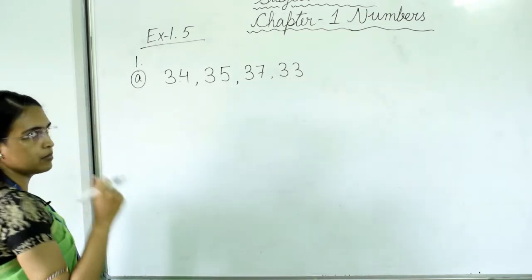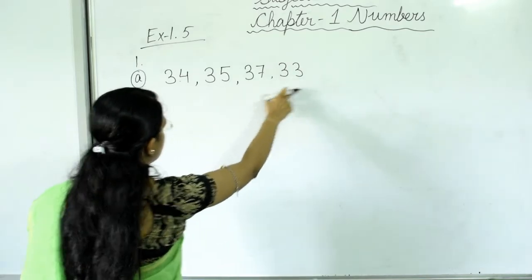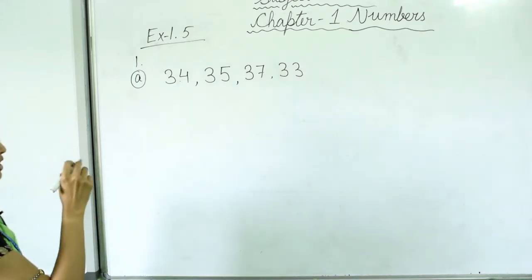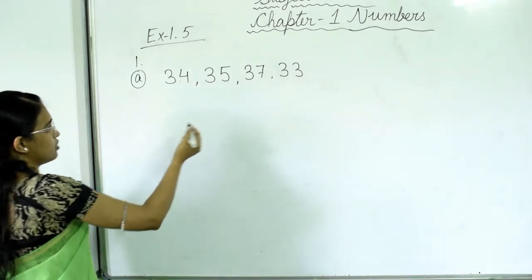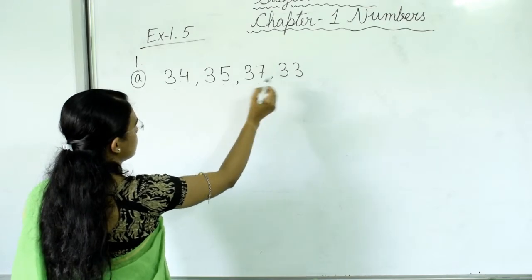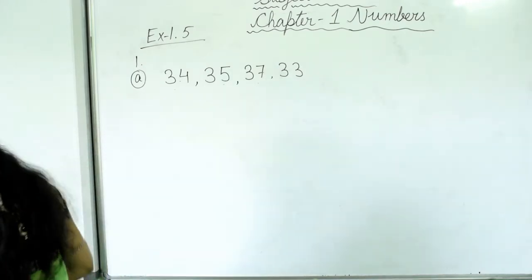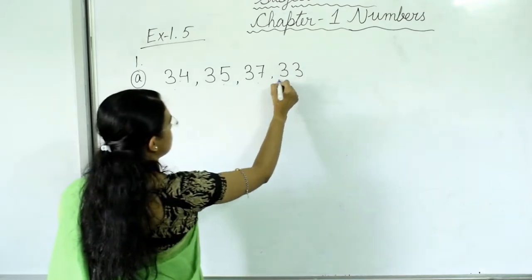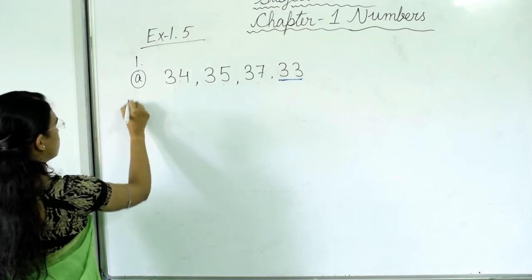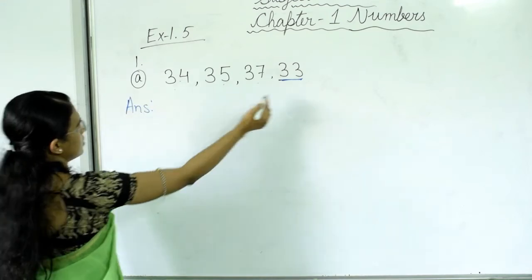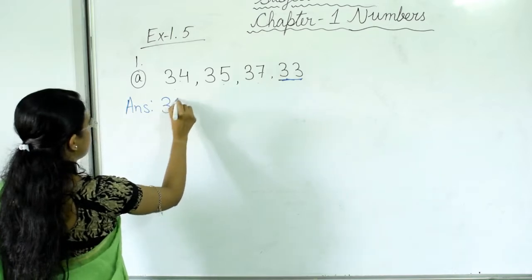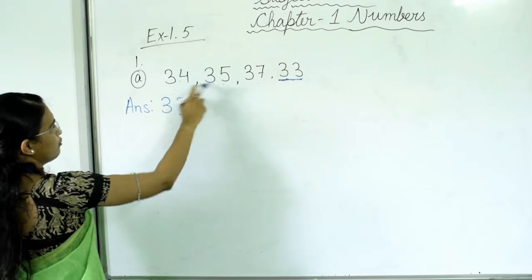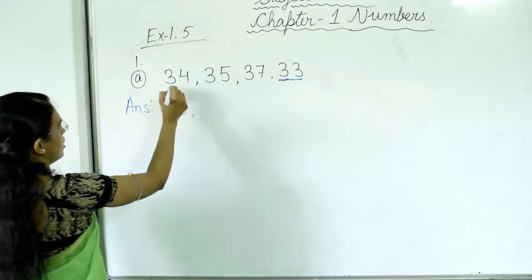So which is the smallest number? Among these 4 numbers, which is the smallest number? Which comes first when you write from 1 to 100? 34, 35, 37 and 33. So which number comes first? That is 33, right? So here you have to write 33 first. After 33, which number comes after 33? 34, 35 or 37? Yes, 34.